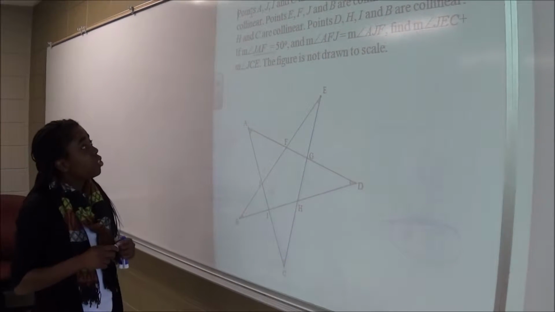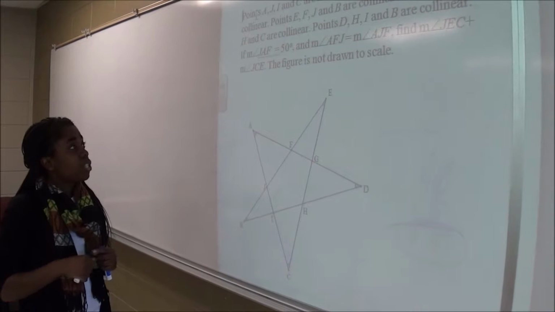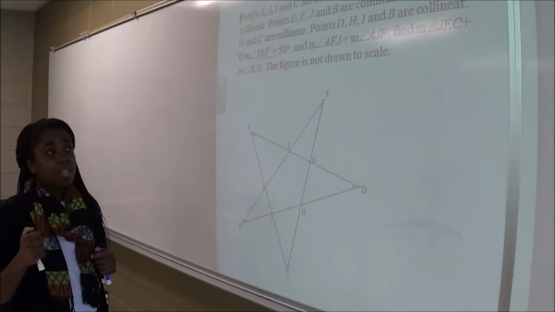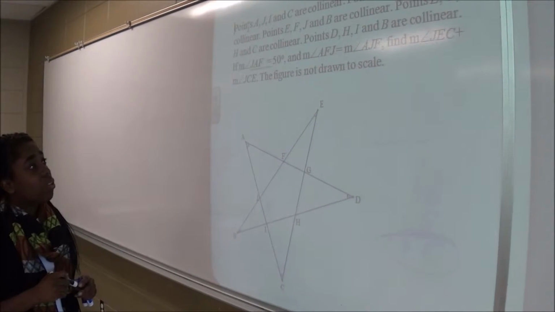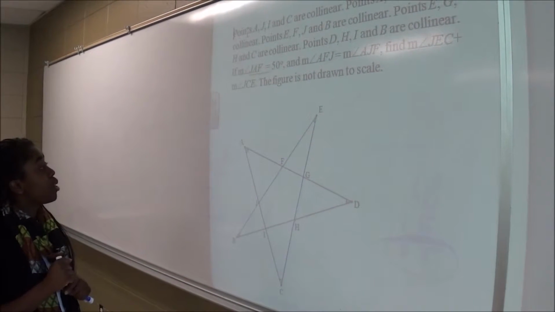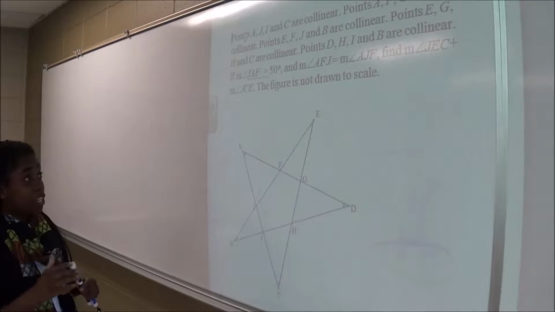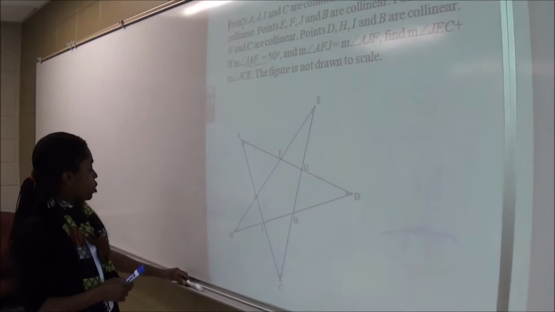If the measure of angle JAF equals 50 degrees and the measure of angle AFJ equals the measure of angle AJF, find the measure of angle JEC plus the measure of angle JCE. The figure is not drawn to scale. So we're just going to break this apart.